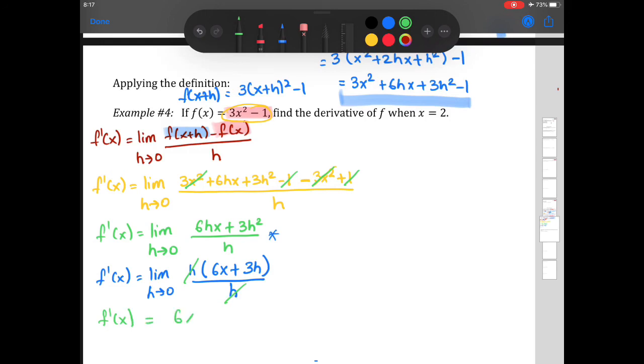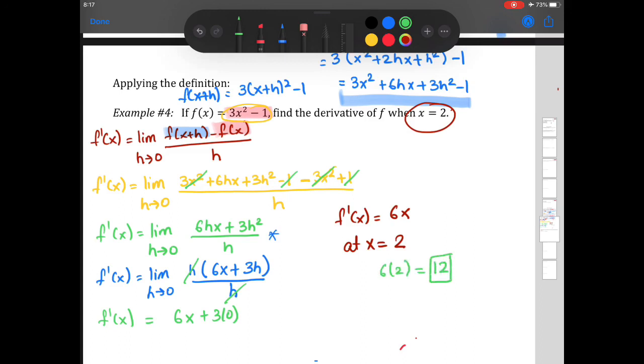So wherever I see h, I'm going to be substituting with 0. So I'm left with this. So this is what? So f prime, the derivative of f of x, you can read that as 6x. So now at x equals 2, because that's what we want to find, right? At x equals 2, what would it be? Just substitute it in there. It'll be 6 times 2, which is 12. So that's how you're going to do it.